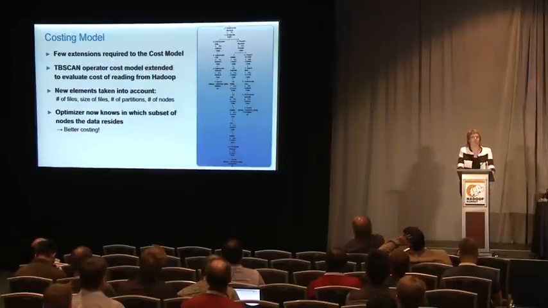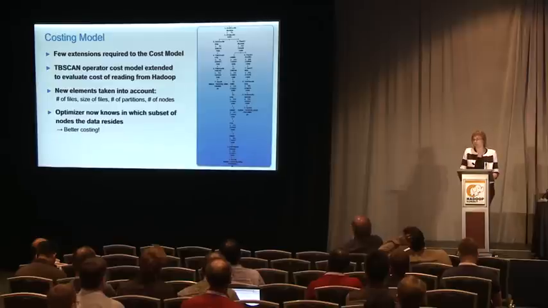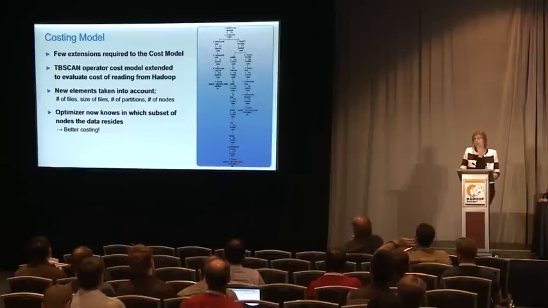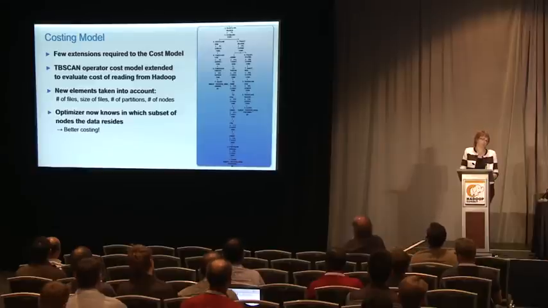Another big piece that we were able to leverage with not much effort was our costing model. The optimizer that we have is a cost-based optimizer. And the only really big thing that we had to teach it is to cost the I/O of what we would do for doing a scan directly for Hadoop. That's really the only modification we had to do. In order to do that, we have to introduce some new elements like number of files, size of the files, number of partitions. But other than that, we were able to reuse our cost model as it is today.